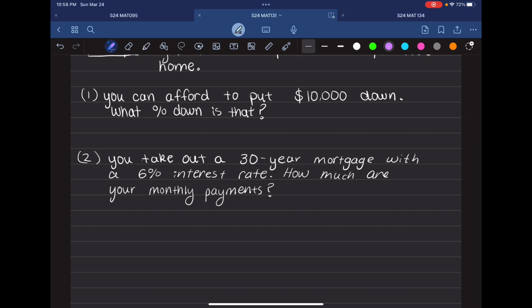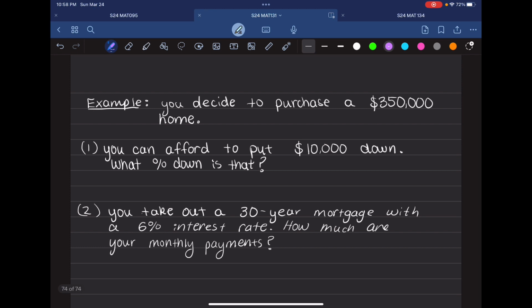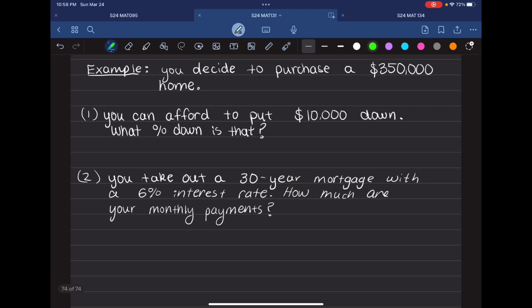For this one, you're just trying to figure out $10,000 is what percent of $350,000, and you'll just divide. So we've got $10,000 divided by $350,000. That simplifies to 1 divided by 35, which if we round to the 10th place, this is going to be 2.9%. So you put 2.9% down.